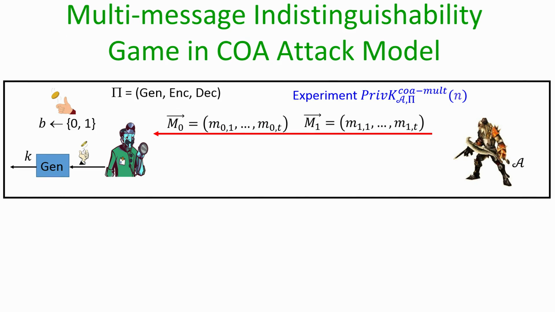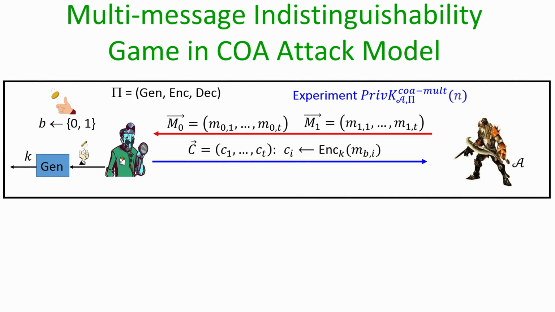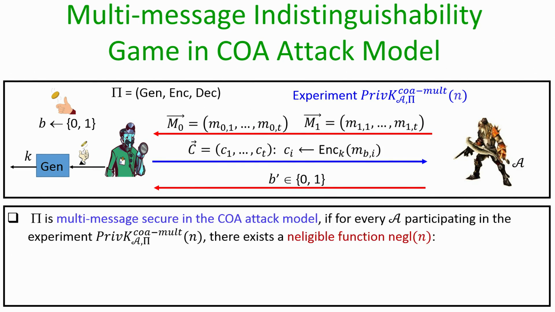Now, what the verifier is going to do is run the key generation algorithm and obtain a uniformly random key, and with the help of the key it is going to encrypt all the messages in one of the vectors. That means it will randomly choose one of the vectors with probability 1/2, either the 0th vector or the first vector, and encrypt all the messages in that vector. The challenge for the attacker is to find out, by seeing the ciphertext, which vector has been encrypted, whether it is the messages in the 0th vector or the messages in the first vector.